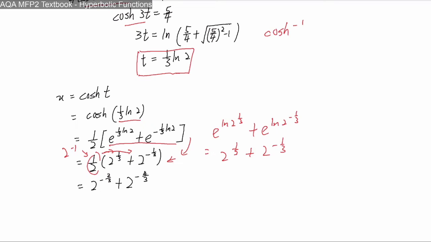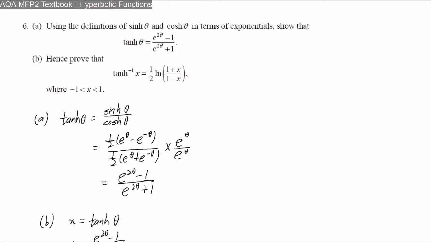So the p and q here are negative 2 over 3 and negative 4 over 3. Okay, so this is our question 5. So question 6, we have got the definitions for the sine theta and the cos theta.